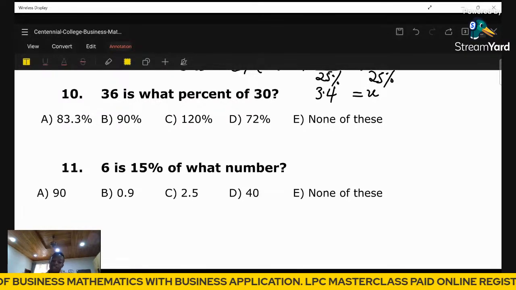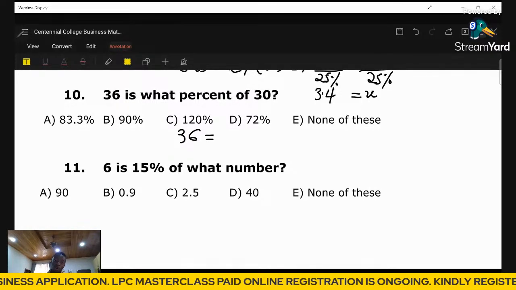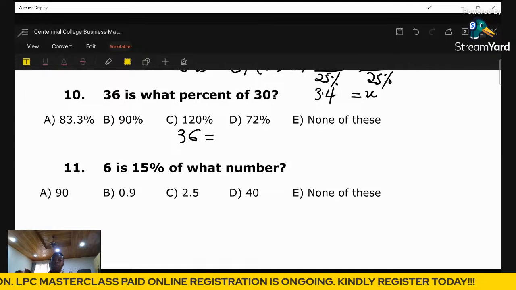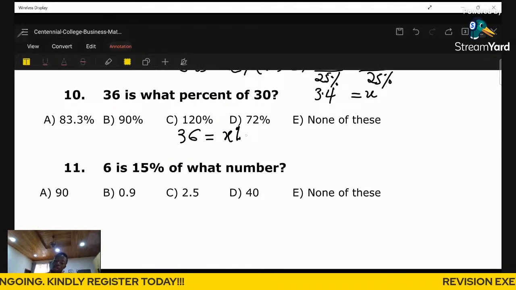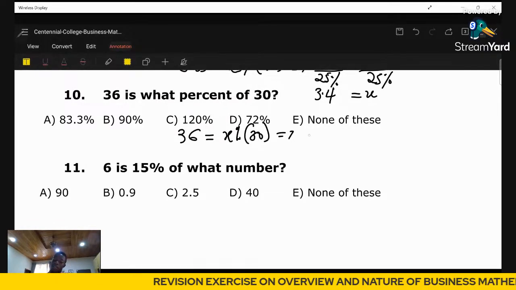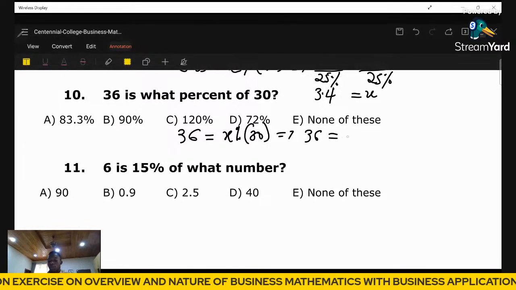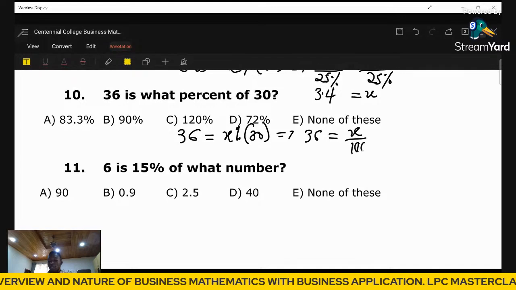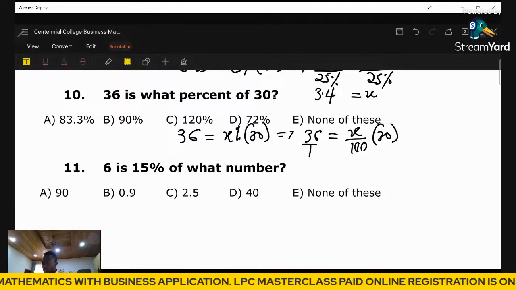So we are looking at the percentage. We have 36, which should be equal to, so we don't know the percent. You represent it by what? A variable, say variable x. So that should be x percent on 30. So here we know that x percent can also be converted to a fraction. So 36 should be equal to x over 100 multiplying 30. I think that was similar to question number 8 also.